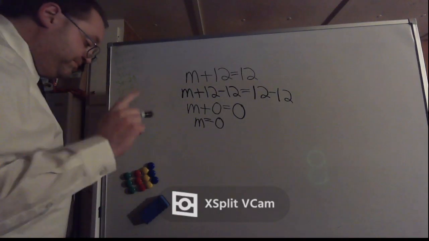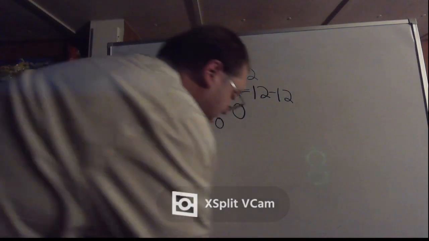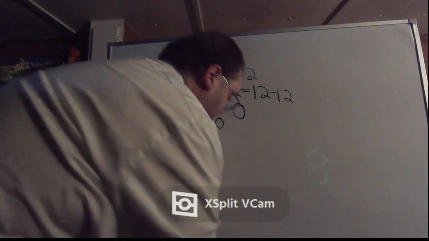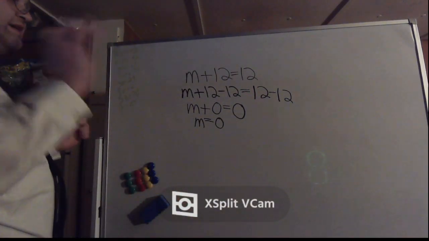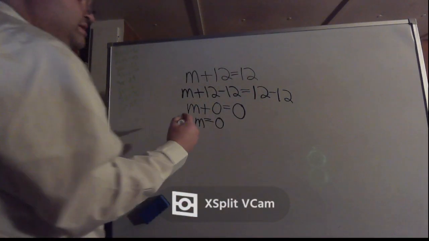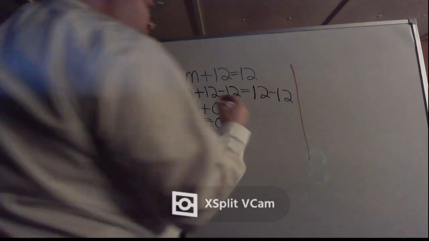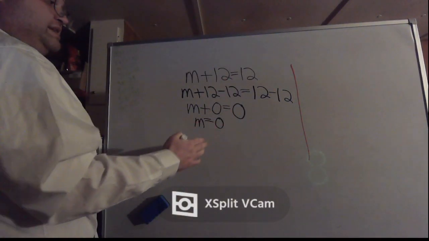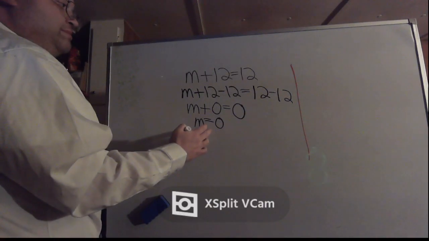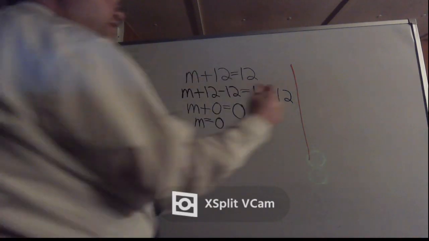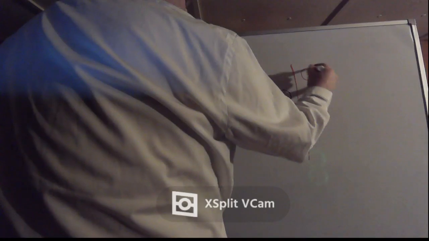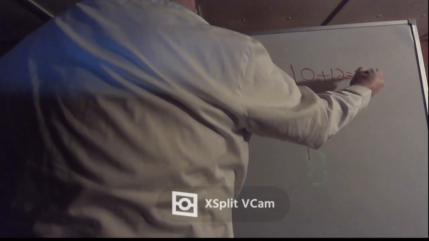Alright, so we're not done yet though. We got m equals 0, but we got to check it. So what we do to check is we put the value you got for m in place in the original equation. So you put the 0 in for m, 0 plus 12 equals 12.